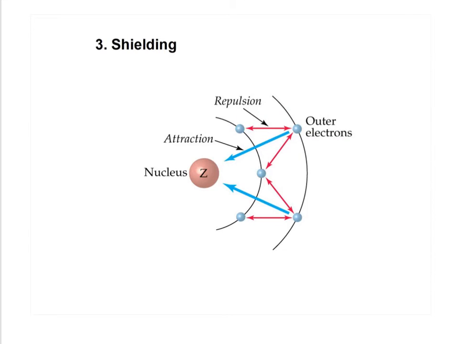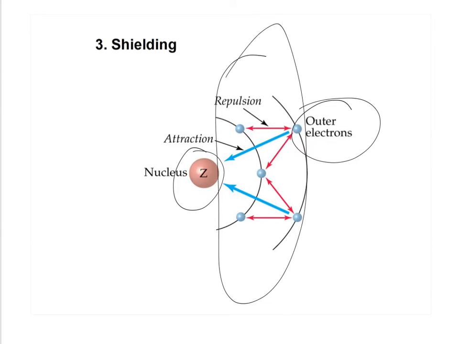Then we have shielding. Our outer electrons are valence electrons, and we have our nucleus, and then we've got these inner electrons inside of here. They kind of block or shield the valence electrons from feeling the positive charge of the nucleus.